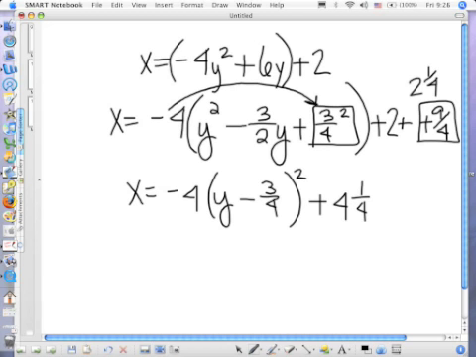The procedure hasn't changed. The numbers got a little bit scarier, but the procedure didn't change. All right, so this one opens to the left. Very good. And the vertex is? Very good. Okay?